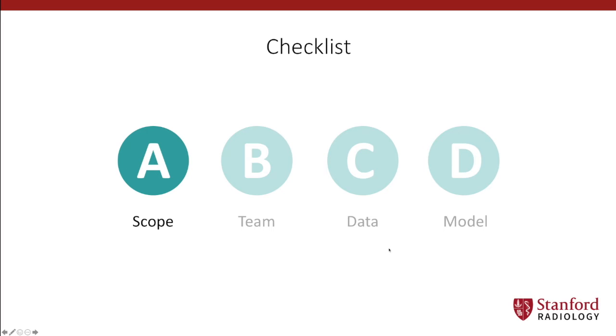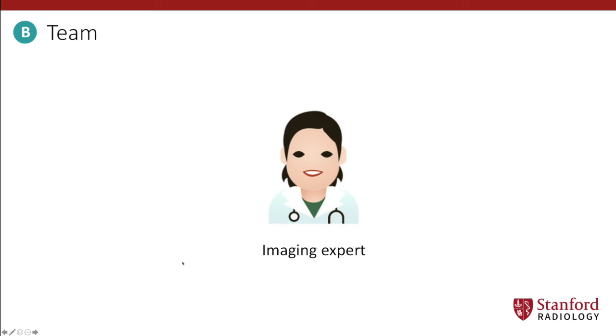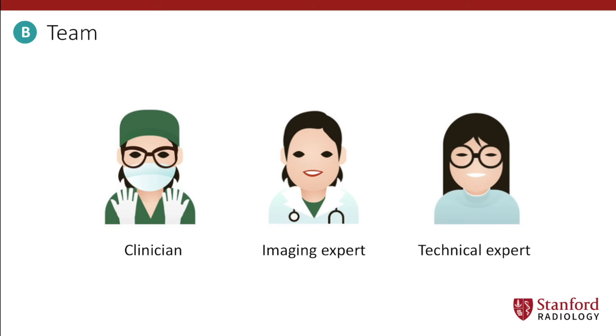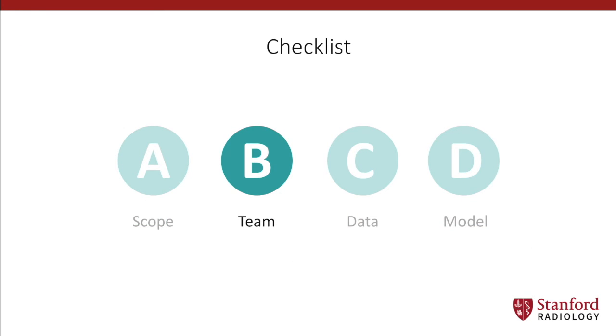So once we've determined the clinical scope and what method we're going to use, then we can look at what team is going to solve this. Ideally, the team would consist not only of you, the imaging expert, but also a clinician to make sure that the developed model will be clinically relevant. And of course, you'll also need a technical expert to develop the actual algorithm. So once we've built a team, we can continue and work on our data.